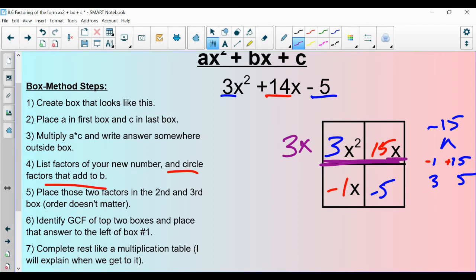And then we complete the rest like a multiplication table. So the question I'm asking myself is 3x times what? 3x squared. I already have, I know 3 times 1 is 3, so that part's good. X times what is x squared? That would be a single x. X times x is that x squared.